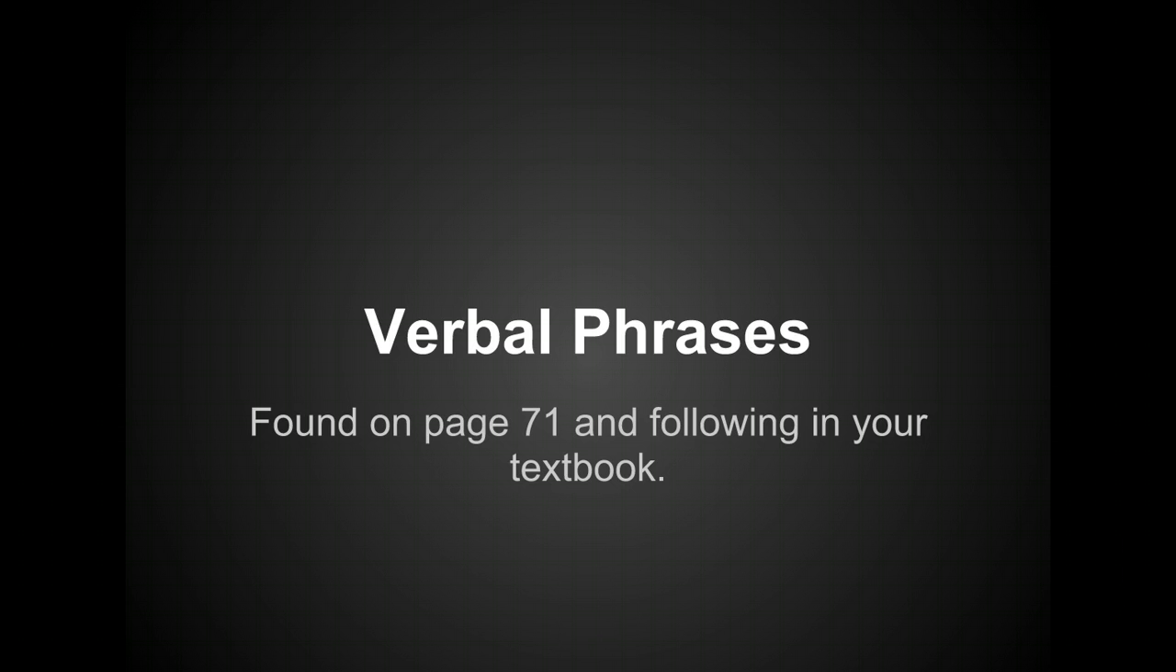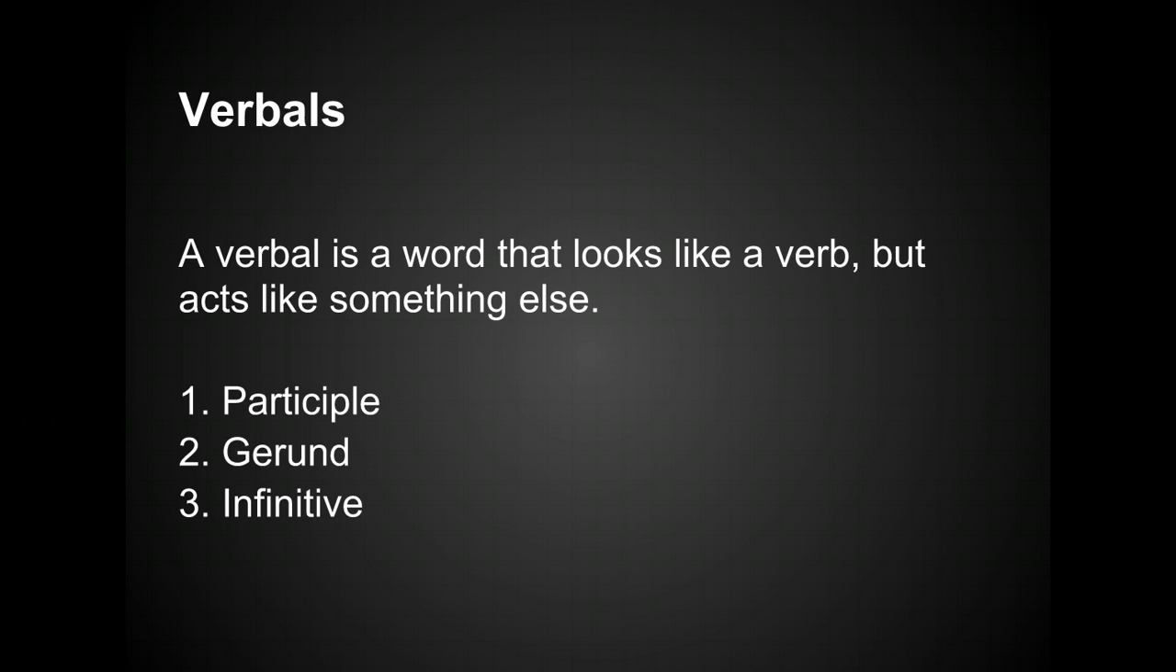Verbal phrases start in your textbook on page 71 and go for a bunch of pages, but if you want verbal phrases definitions, they're on page 71. A verbal is a word that looks like a verb, but it acts like something else. So the thing that all verbals have in common, they look like verbs, but they act like something else. We have three types of verbals and verbal phrases. We have participles or participle phrases, gerunds, and infinitives. Let's start with participles.